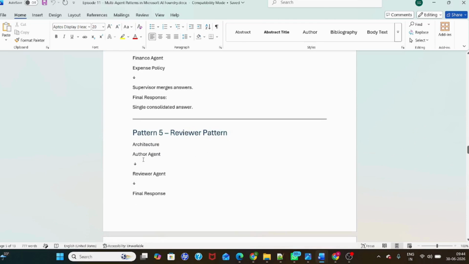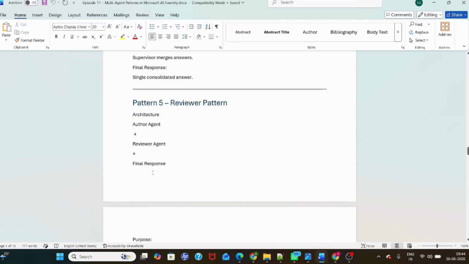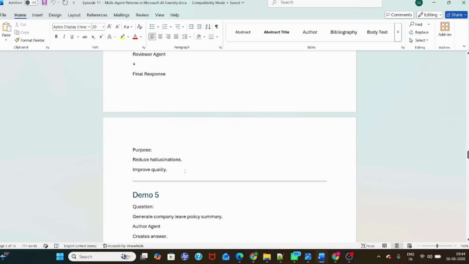Reviewer pattern: author agent, reviewer agent, final response. You can make a reviewer that does the review. The purpose is to check whether there is any incorrect data, and whether it is following responsible AI and guardrails, as we learned in the previous days, and to improve quality. Only getting an answer is not the ultimate goal. The goal is to get a valid output following the rules and regulations of the particular country, following responsible AI, and implementing guardrails and observability. It will make it more fine-tuned.